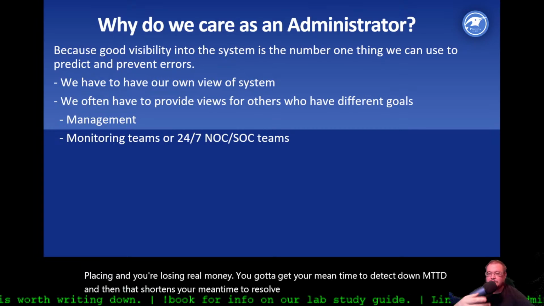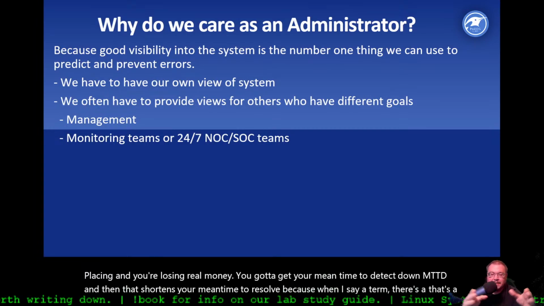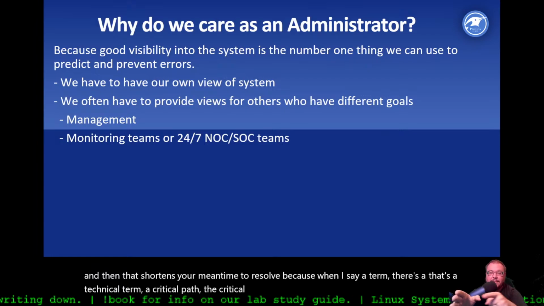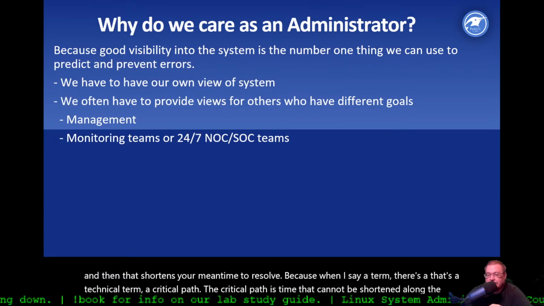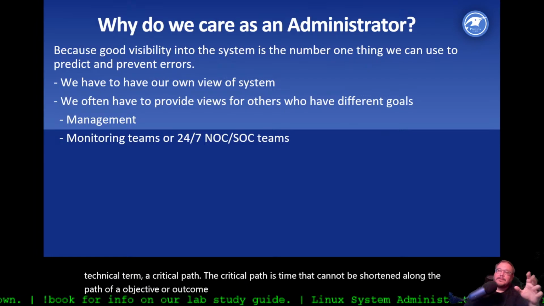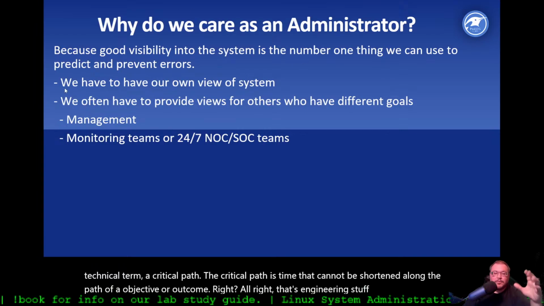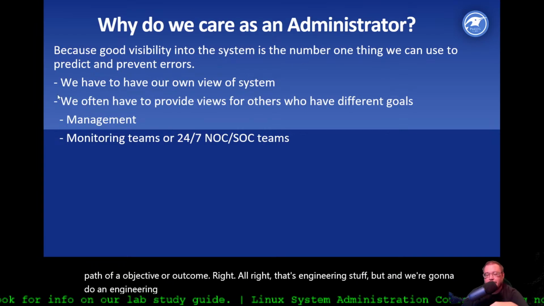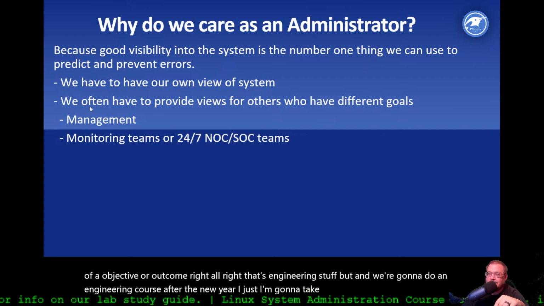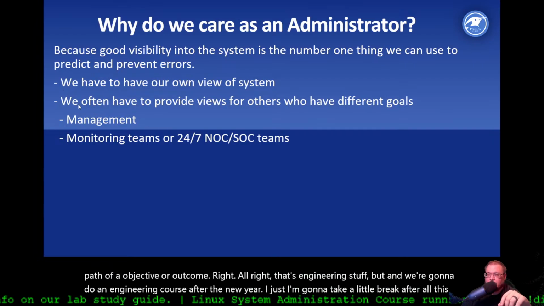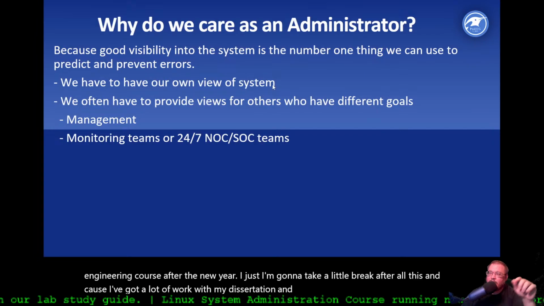When I say a critical path, that's a technical term. The critical path is time that cannot be shortened along the path of an objective or an outcome, right? All right, anyways, that's engineering stuff, and we're going to do an engineering course after the new year. I'm going to take a little break after all this, because I've got a lot of work with my dissertation and stuff. But we have to have our own view of the system.